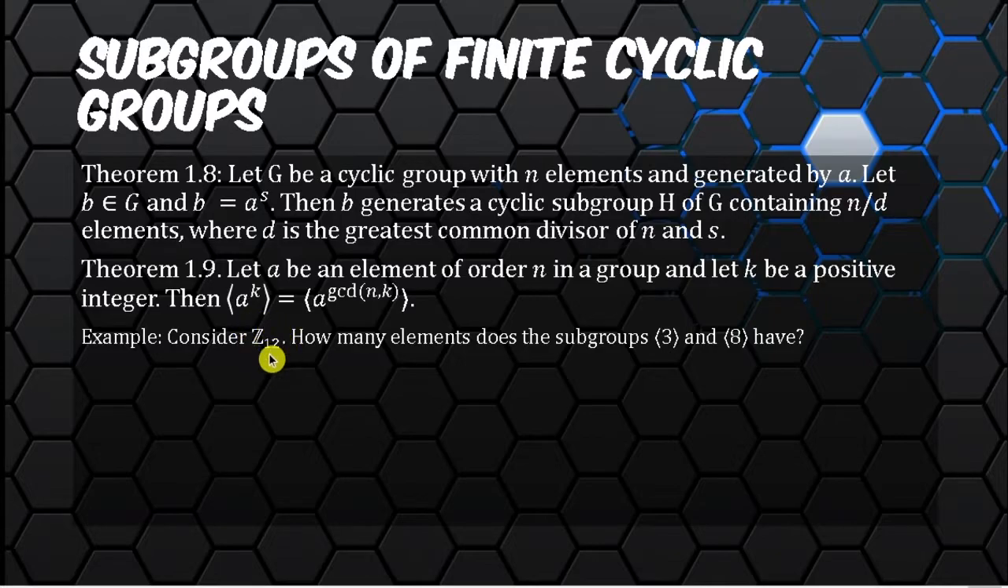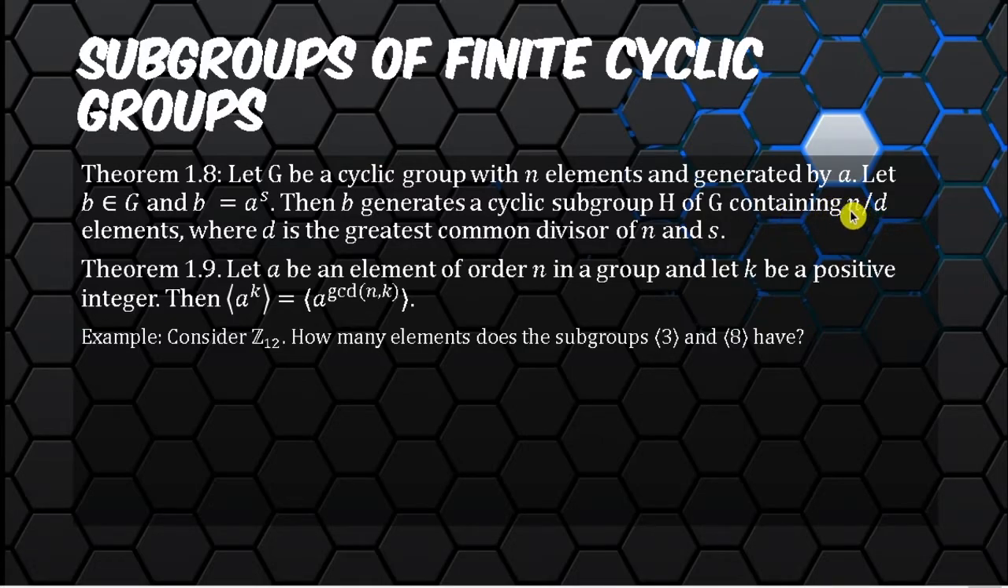Consider again Z12. Not again, because this is a different example na pala. How many elements does the subgroup generated by 3 and the subgroup generated by 8 have? Kailangan ba nating evaluate yung 3 raised to 1, 3 raised to 2, 3 raised to 3, 3 raised to 4, 3 raised to 5, hanggang sa makuha natin yung identity element, which is again 0 kasi this is addition modulo n. No, the answer is no. We do not have to do that. Kung yung tinatanong lang naman ay number of elements, we can actually apply this theorem.